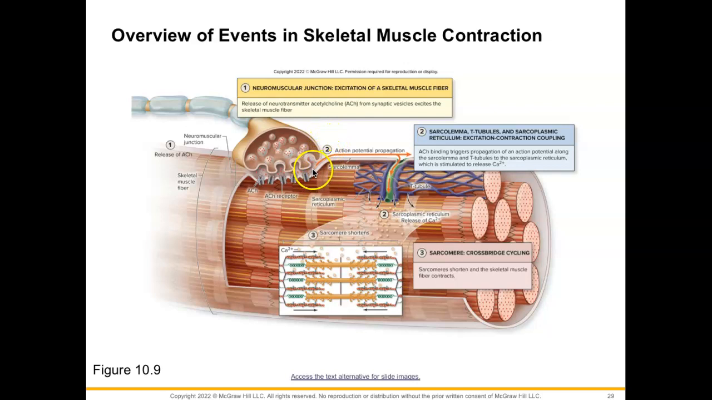So that depolarization causes our action potential to propagate, meaning it's going to move down the sarcolemma, and then soon we're going to talk about how it moves down the T-tubule, and we'll see the voltage-gated calcium channels start opening up and allowing that calcium to leave the sarcoplasmic reticulum here into the cytoplasm and over to our actin filaments in order to cause cross-bridge cycling. So that's a little summary before we move into section 10.3.